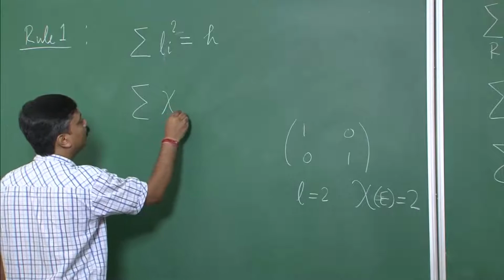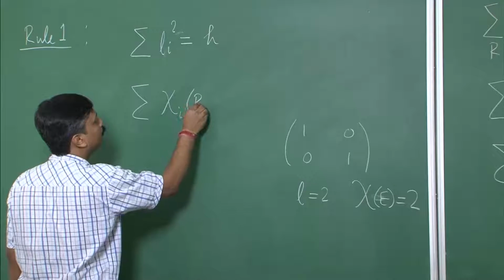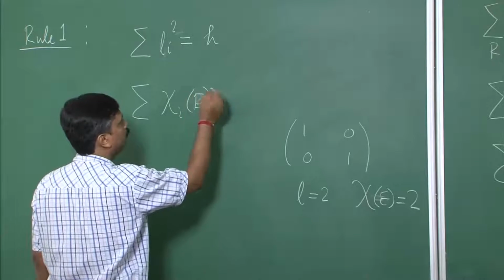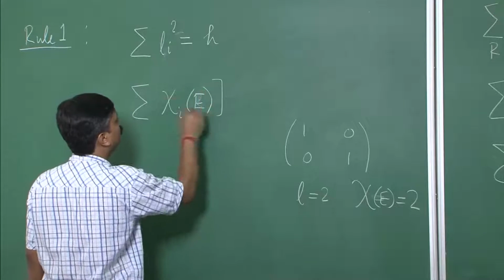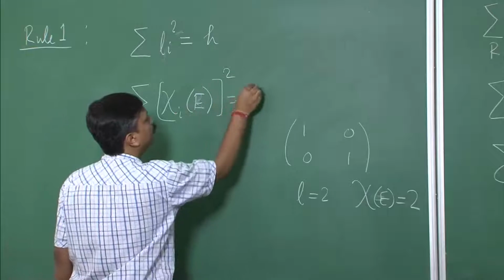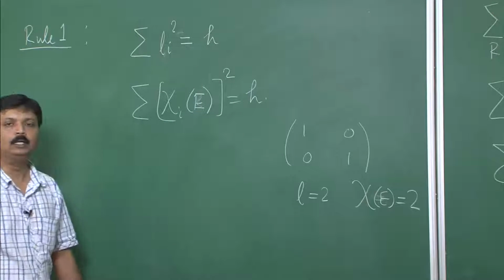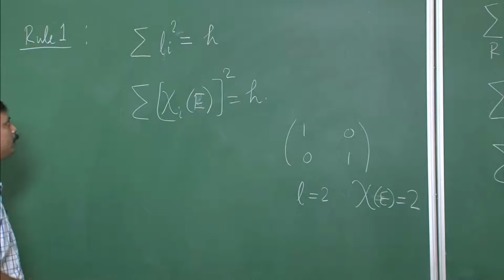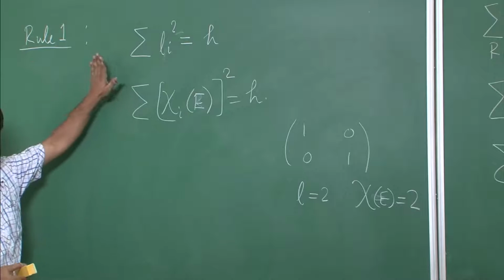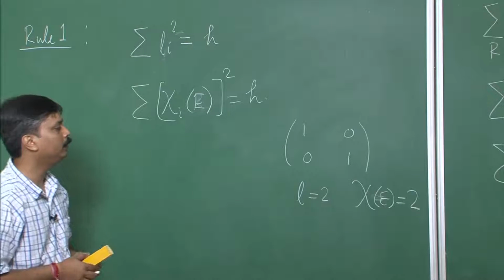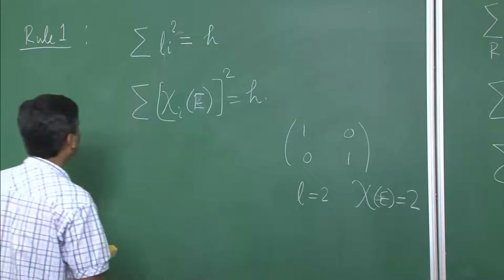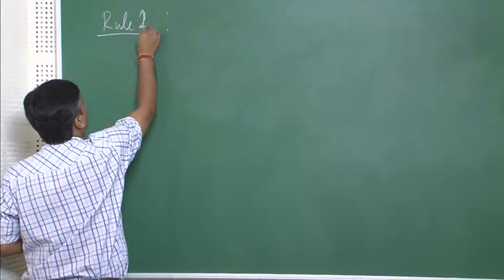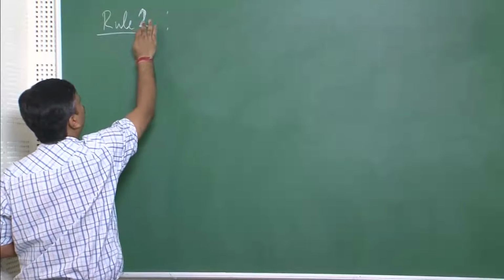Since this is the relation between the dimension of the representation and the character of the identity operation, I can rewrite this as the sum over i of chi_i of identity squared equals the order of the group. This is a useful relation, and it comes from rule 1. Now we can have another 4 different rules. So let's look at rule 2.